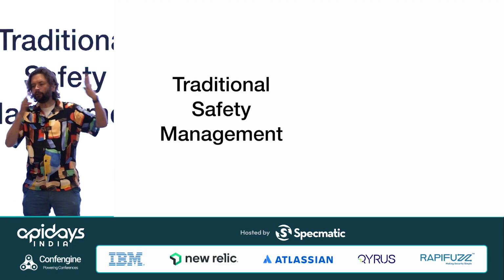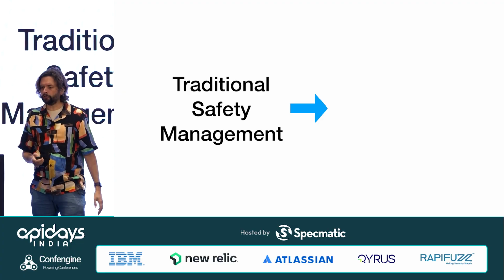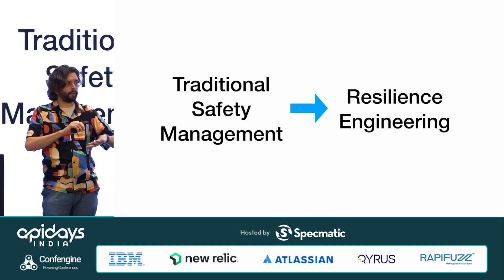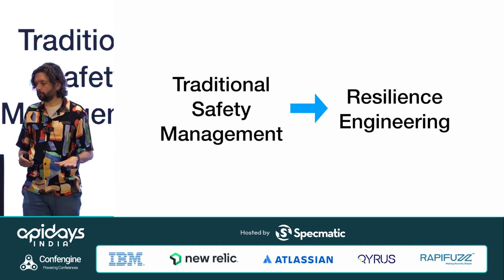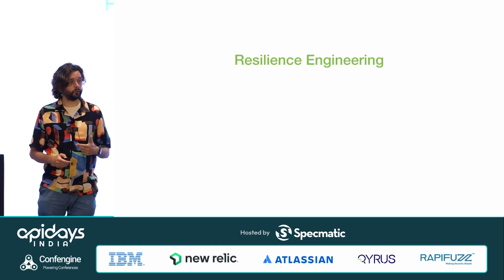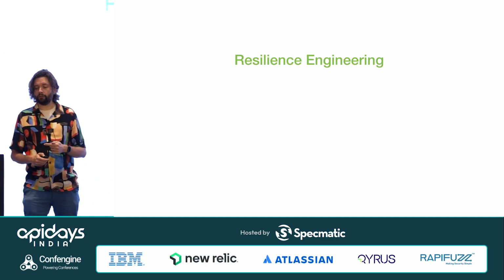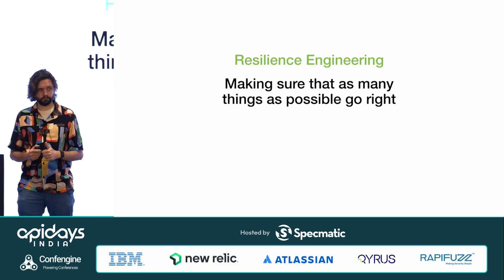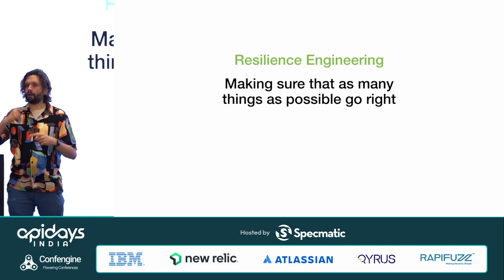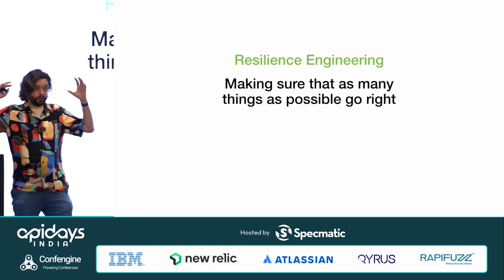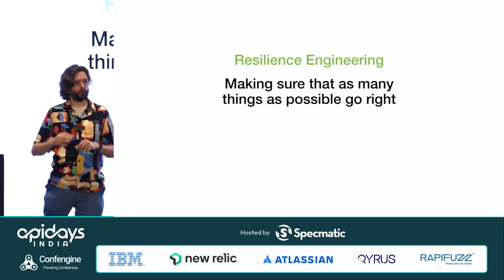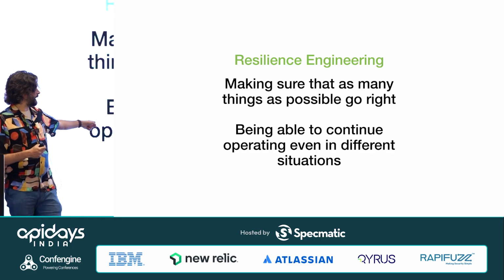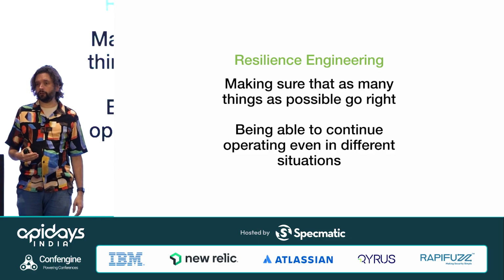And what's emerged out of that work is now what we refer to as resilience engineering. So as safety management was all about trying to ensure that nothing ever went wrong, resilience engineering takes a different stance. With resilience engineering, what we're trying to say is we want to make sure as many things as possible go right. And this is a very different mindset. We want to make sure as many things go right as possible, with the caveat that we're going to be able to continue operating even in different situations.